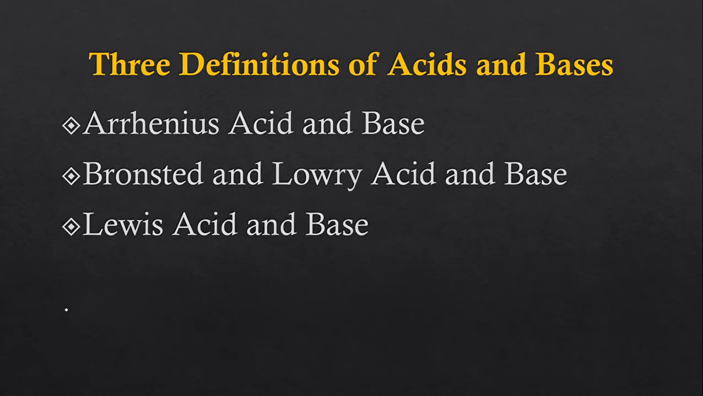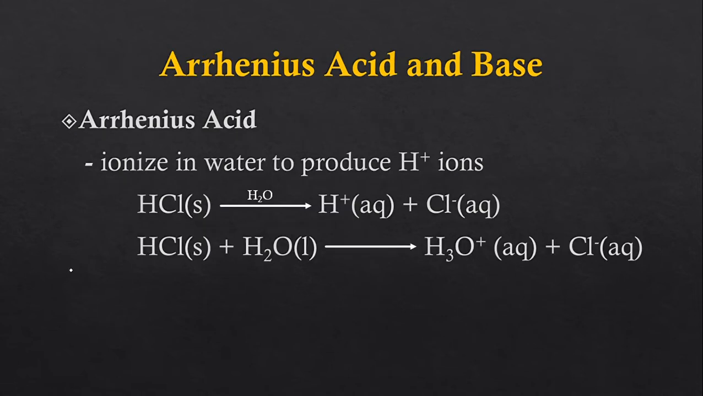Okay. Now, let us define acids and bases. So, we have three definitions of acids and bases, pero sabi nga natin, pinaka-focus natin itong Bronsted-Lowry acids and base. So, first is the Arrhenius acid. So, an Arrhenius acid or an acid according to Arrhenius is a substance that ionizes in water to produce hydrogen ions, okay, or H+. So, example, we have hydrogen chloride, okay?